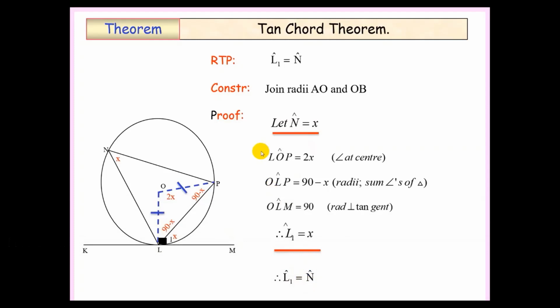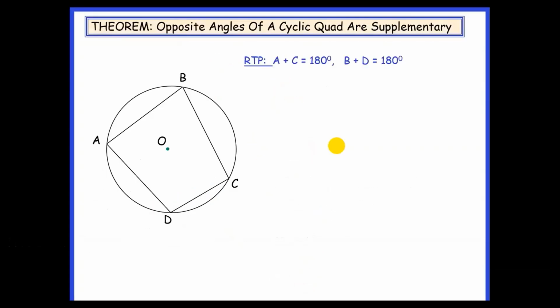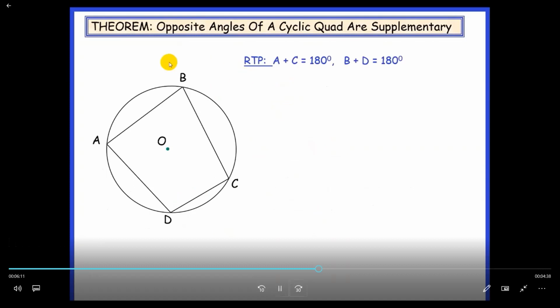Equal to n, and that's what we intended to prove. Thank you. Hi, in this video we want to prove the theorem that states that the opposite angles of a cyclic quad are supplementary.